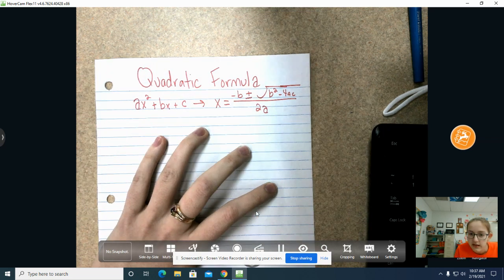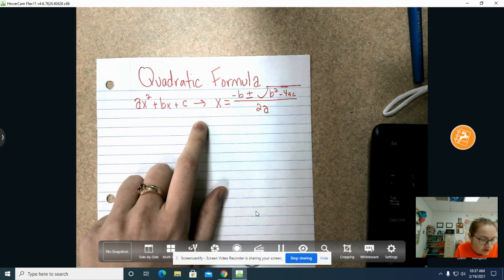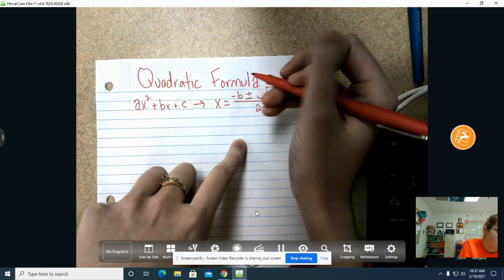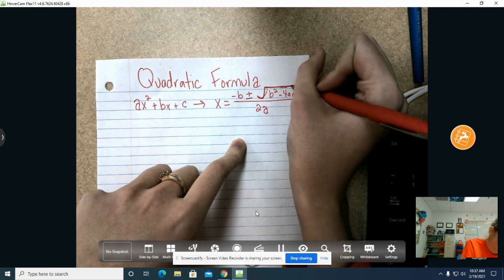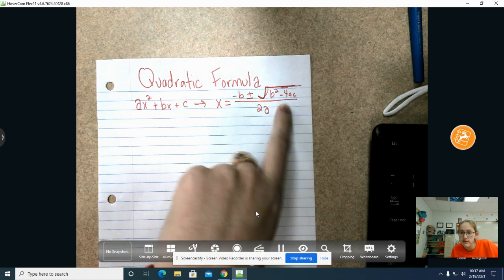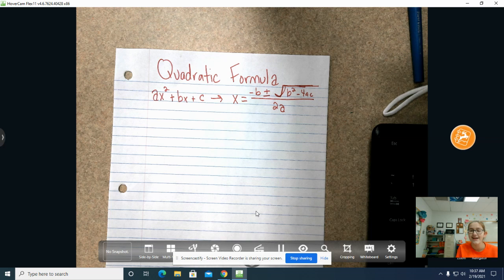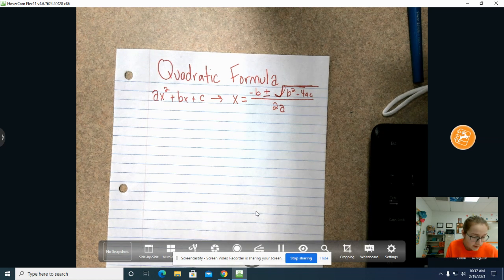So the a, b, and c values come from our original equation. And it's x equals negative b plus or minus the square root. That's a horrible square root, Ms. Morgan. Square root of b squared minus 4ac all over 2a. So I know that sounds like a lot. I do expect you to memorize the quadratic formula because it is so important in mathematics. It's very ACT heavy and things like that.